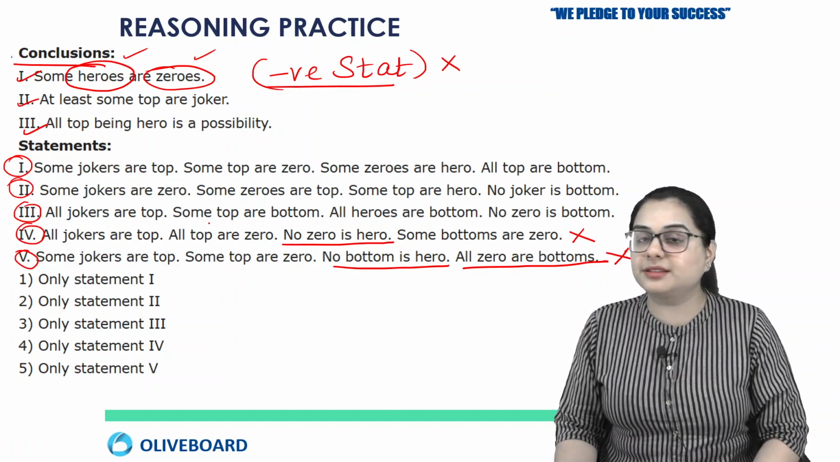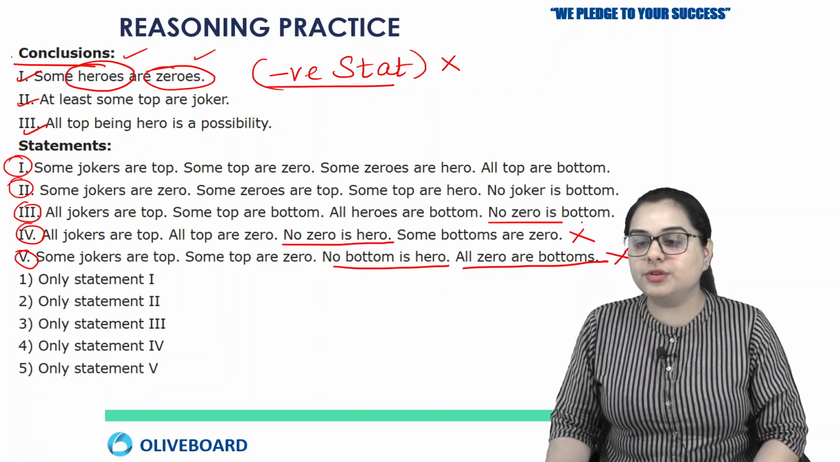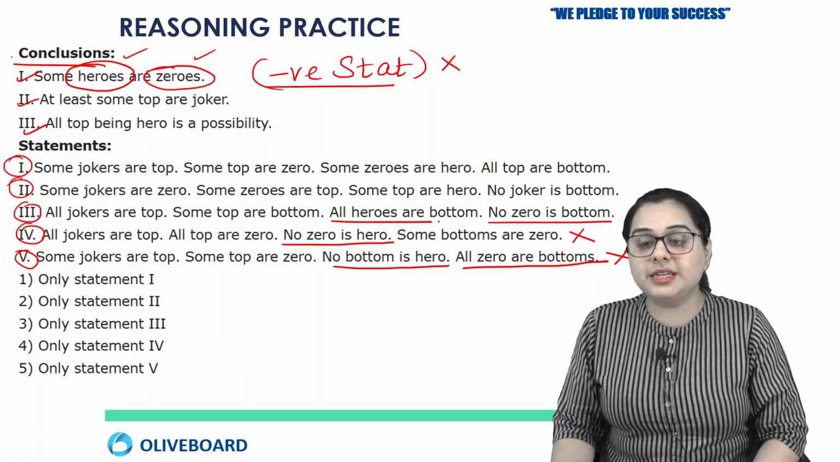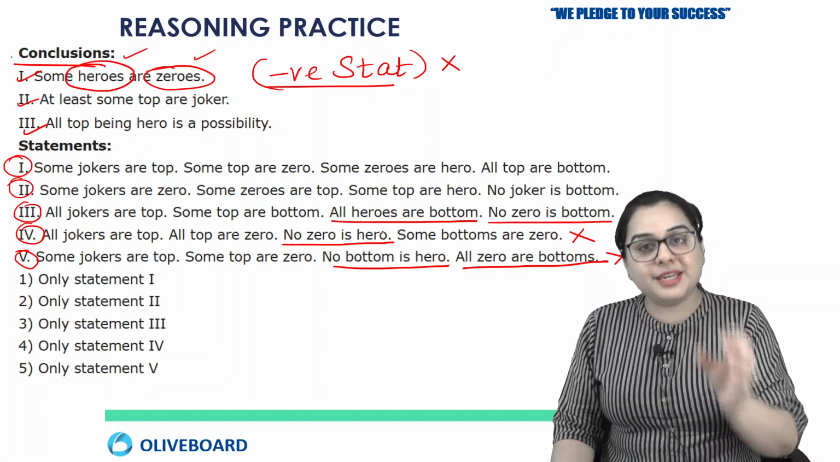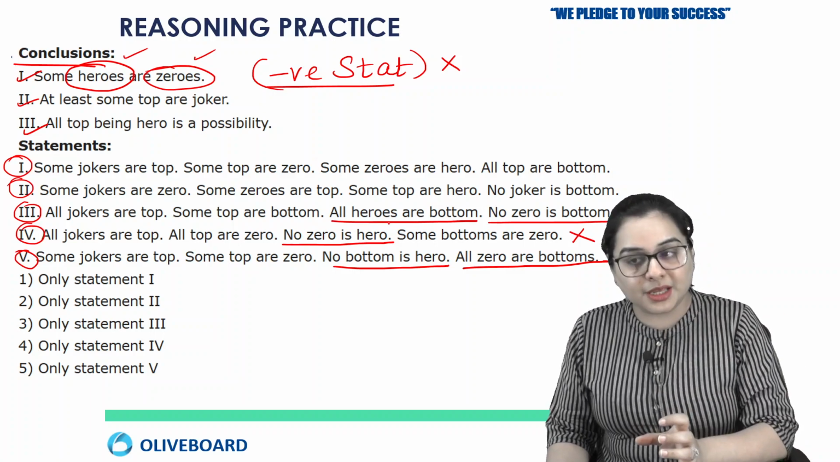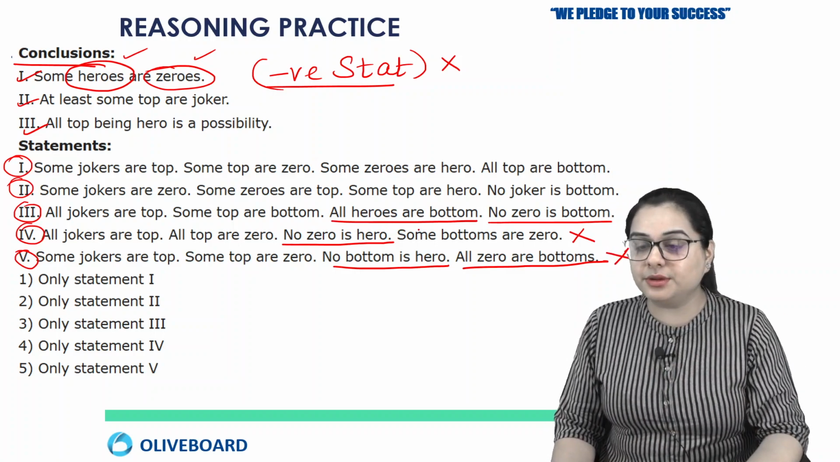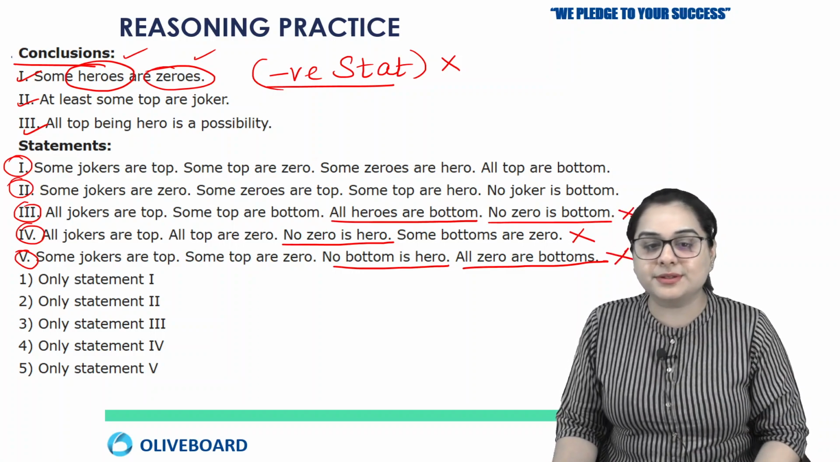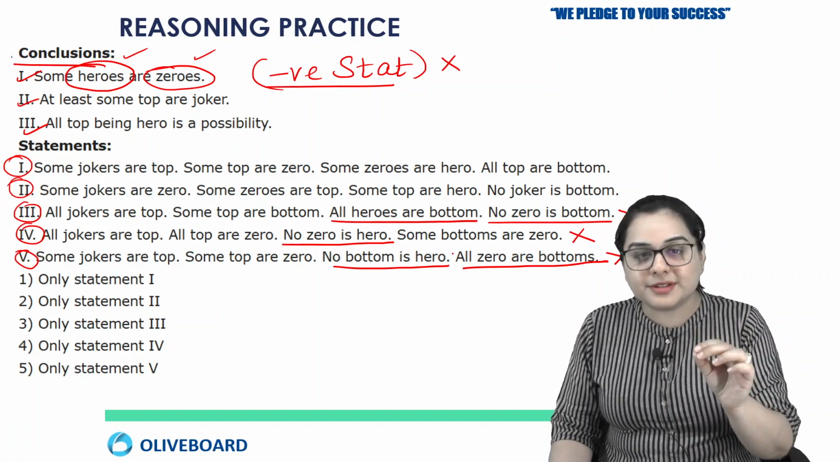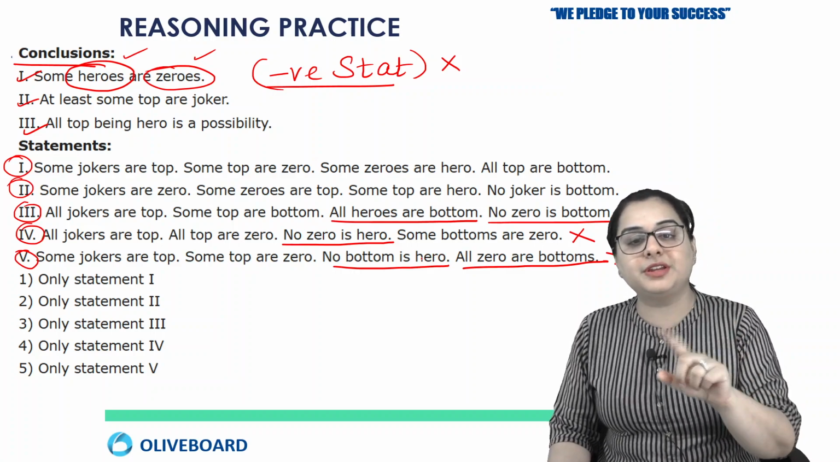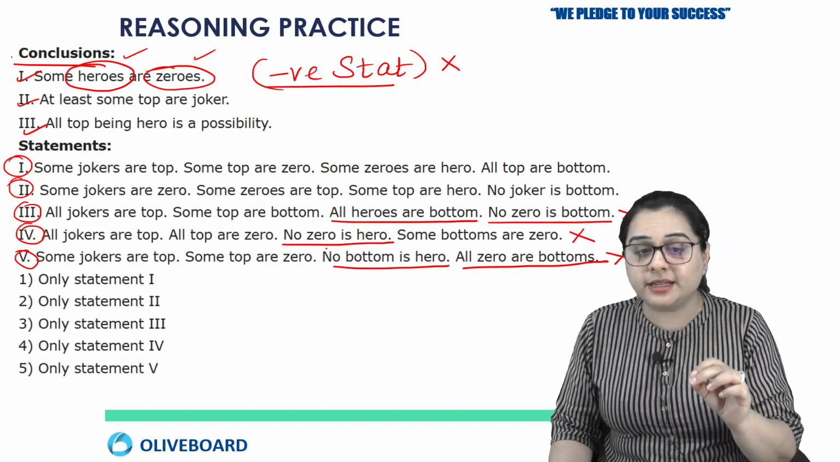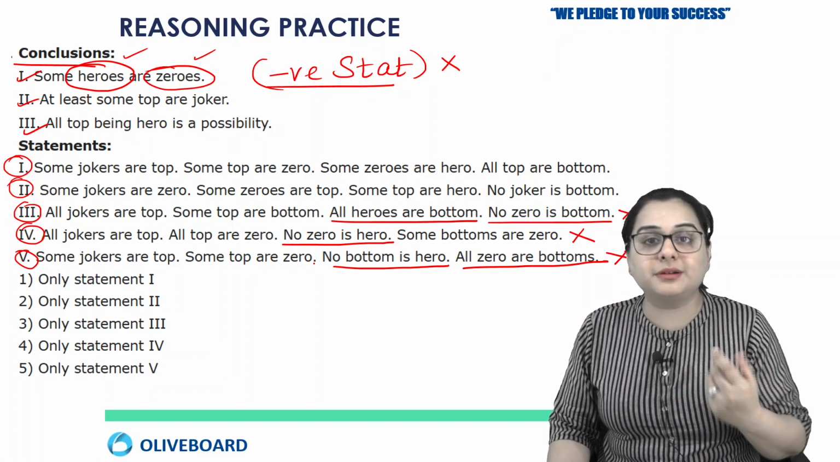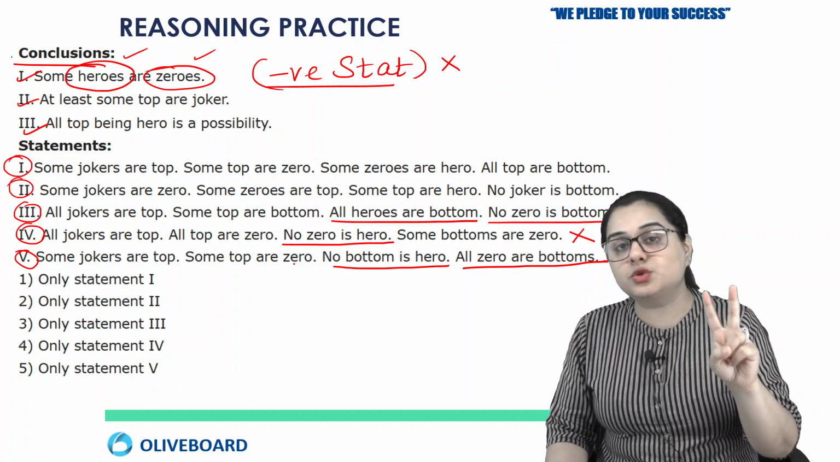Now let's check the 3rd one. Here you have no 0 is bottom, and all heroes are bottom. So heroes are coming in bottom and no bottom is 0, that suggests no 0 is hero. So this is also wrong. Just by focusing on the single conclusion of hero and 0, we could tell that the 3rd, 4th and 5th are wrong. Now we are left with just 2 options.